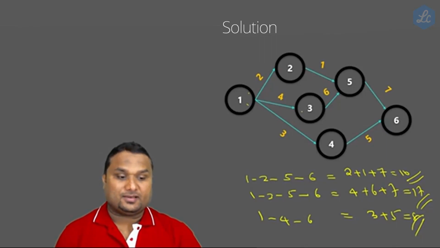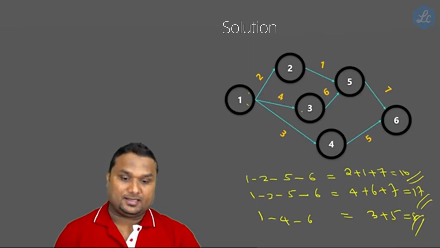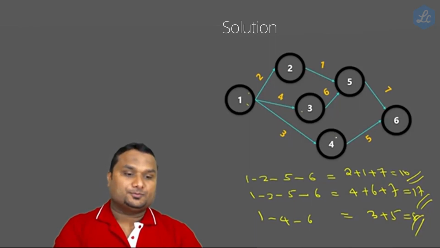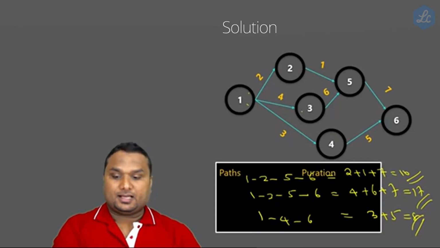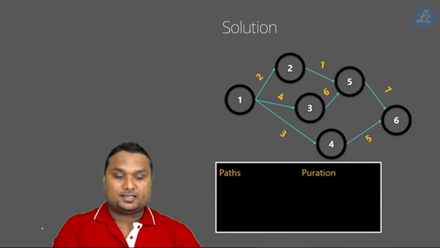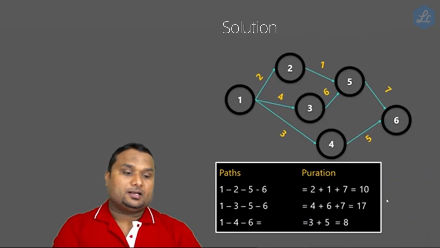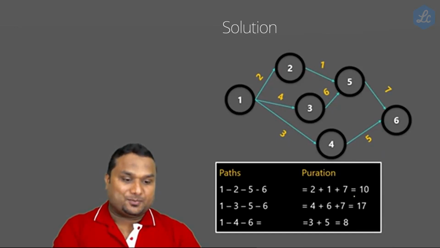The time is 17. Now come back to here. What we used to do, the second path is having the highest duration. If you understood that this is having the second path duration, then we will compute. Here we got 17. This 17 is called the critical path.